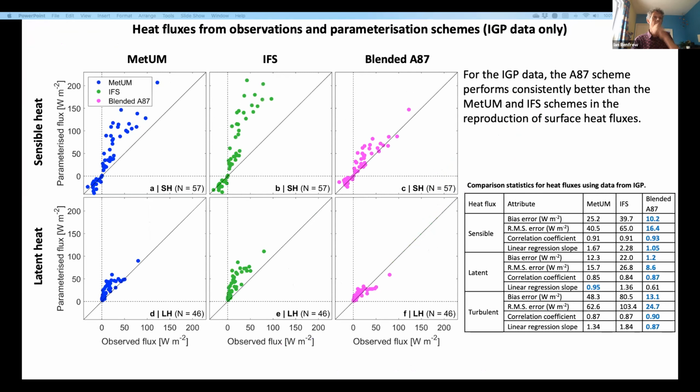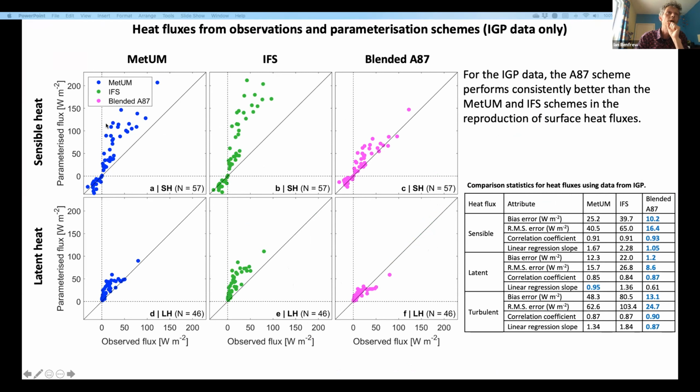So, and this has a knock-on effect in the heat fluxes. These are just scatter plots of heat fluxes from this IGP data only. And you can see with the blended scheme, you get a pretty good correspondence between the observed flux and the parameterized flux. I just should say that these are offline calculations. This is not from a model. These are just offline calculations using the 3 different bulk flux schemes.